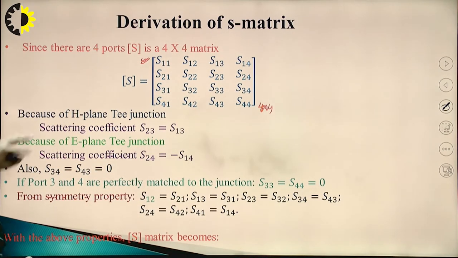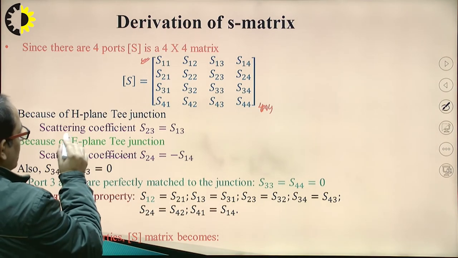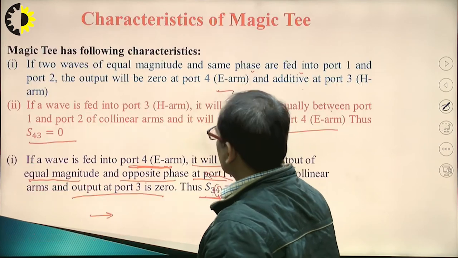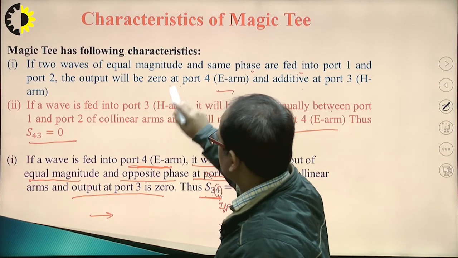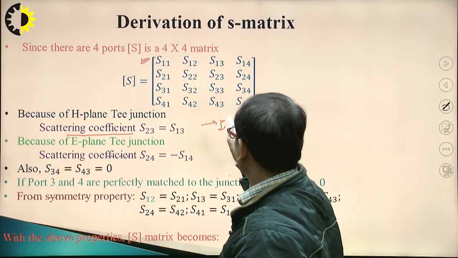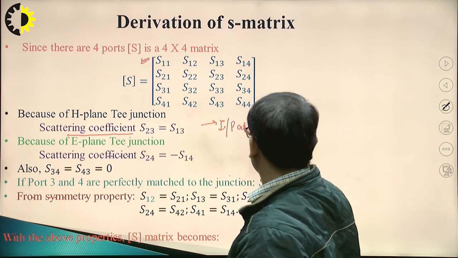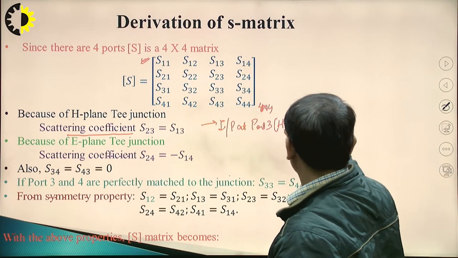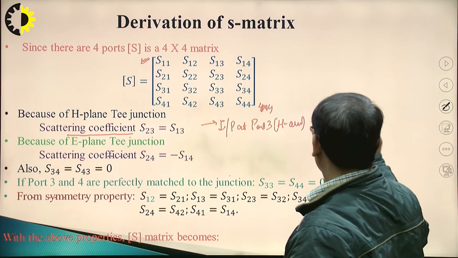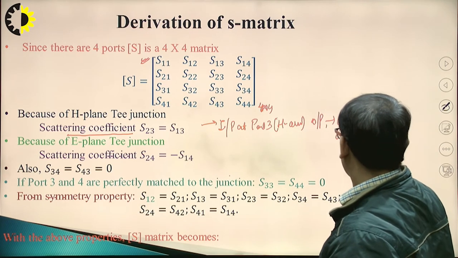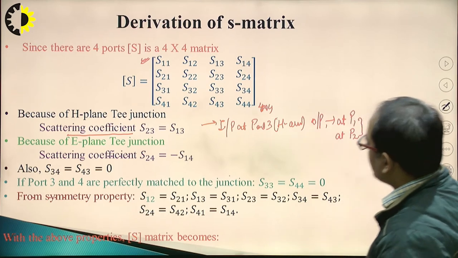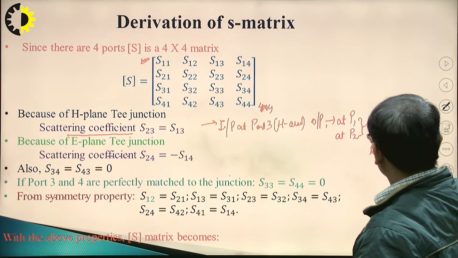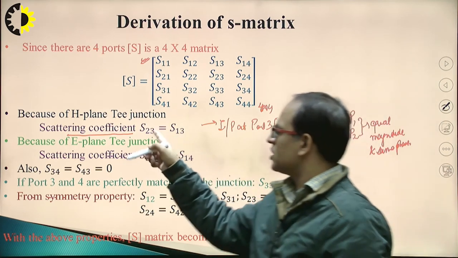Now because of the H plane T junction, I have already told you that the scattering coefficient S23 equals S13. If input is provided at port number 3, that is at which arm? H arm. Output will be obtained at port number 1 and port number 2. Clear? Of equal magnitude and same phase. So it means S23 will be equal to S13.